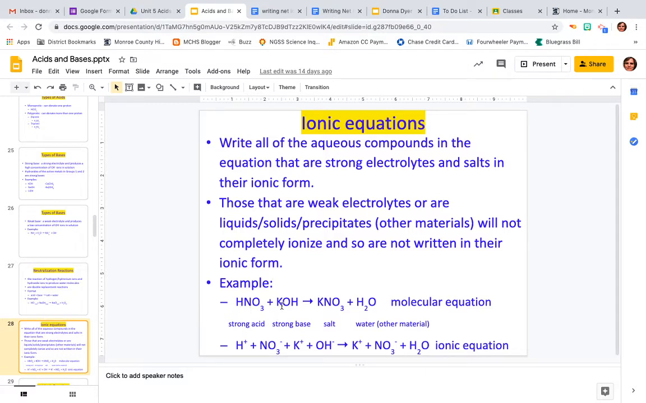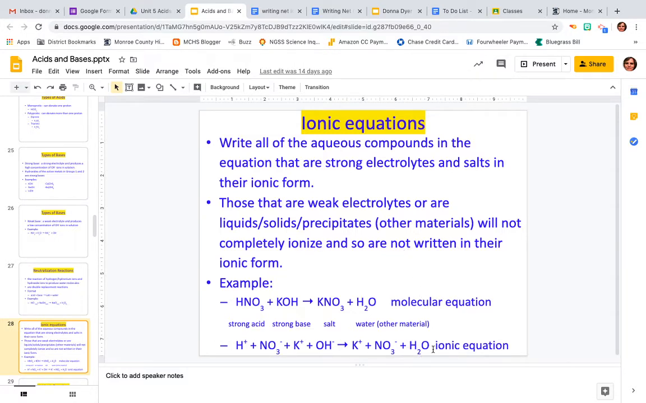And then KOH, again, is a group 1 metal hydroxide, and so again, it is a strong base. So we would write it in its ionic form because it does completely ionize in water, and so it is made of K plus and then OH minus. And then at the end, salts are also strong electrolytes, and so therefore it does ionize completely in water. And so KNO3 is made of the K plus ion and the NO3 minus ion. And then water is a liquid. It's an other material, so it will not be written in its ionic form, so it remains as H2O.